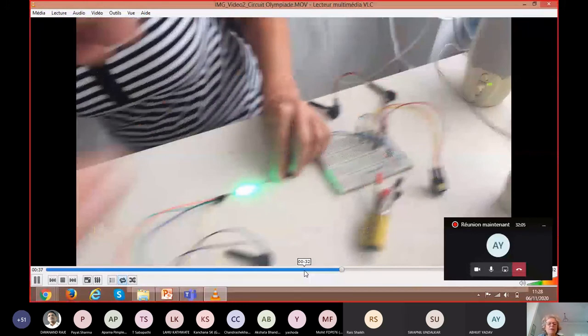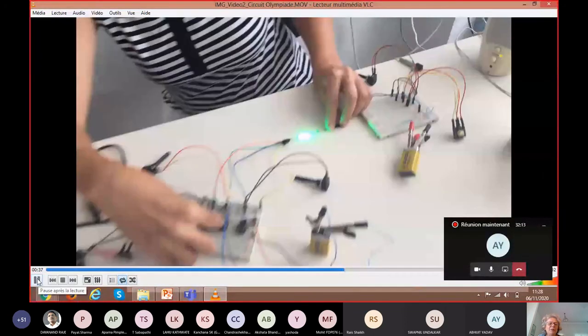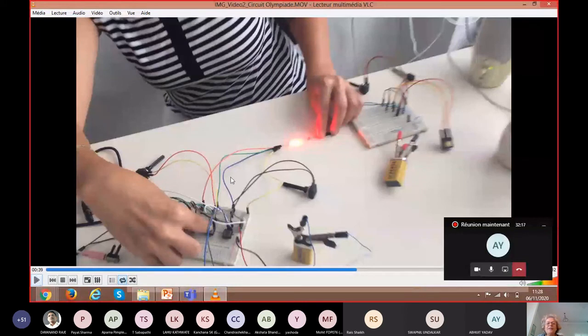Okay, let me explain what happens, and please believe what I am telling you. You see, this is the three-color LED. This is the photoresistor, and this is the receiver circuit. This is the emitter circuit, and this is, how do you call this?